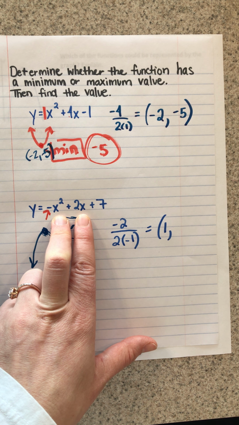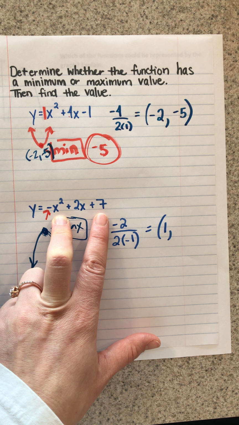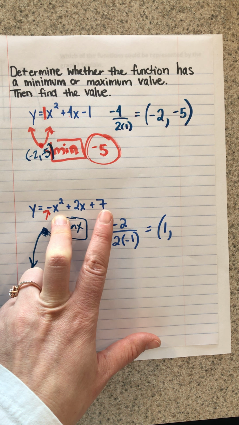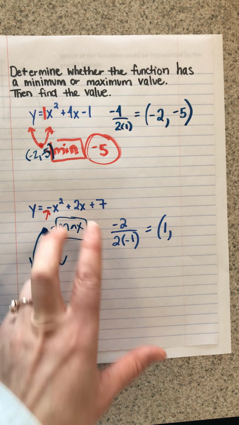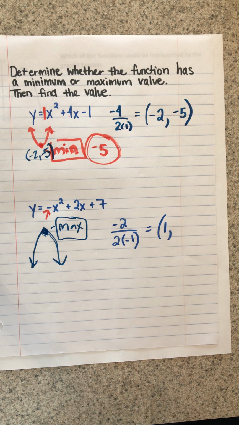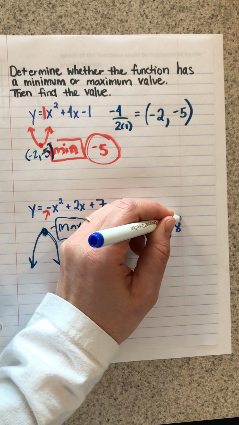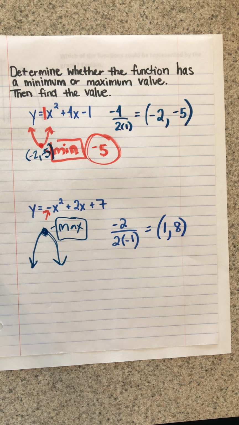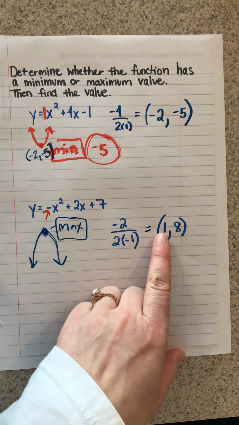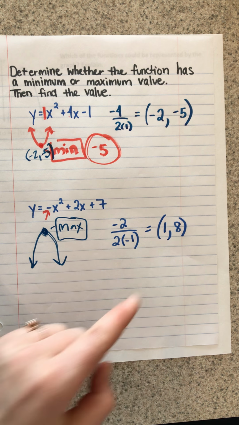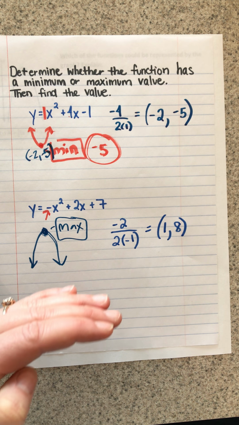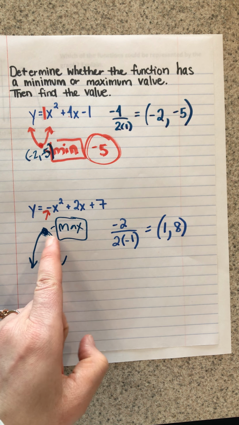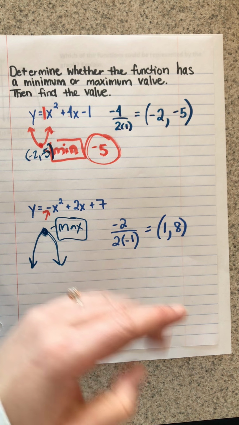-1 squared plus 2 times 1 plus 7. Okay, that'd be 7 plus 2 minus 1, which would be 8. So, again, the x-coordinate isn't really the answer that they're looking for. That just tells you where the vertex is, left to right. The y-coordinate says that the maximum point on the parabola is all the way up at +8.